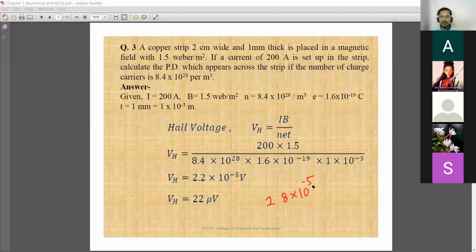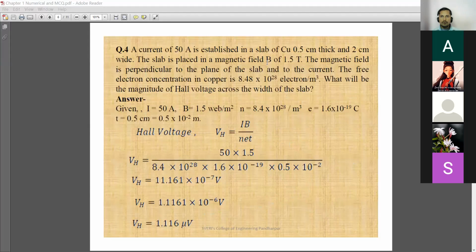Now we go for the next one. A current of 50 ampere is established in a slab of copper 0.5 centimeter thick and 2 centimeter wide. The slab is placed in a magnetic field B of 1.5 Tesla. The magnetic field is perpendicular to the plane of the slab and to the current. The free electron concentration in copper is 8.48 into 10 to the 28 electrons per meter cube. What will be the magnitude of the Hall voltage across the width of the slab?